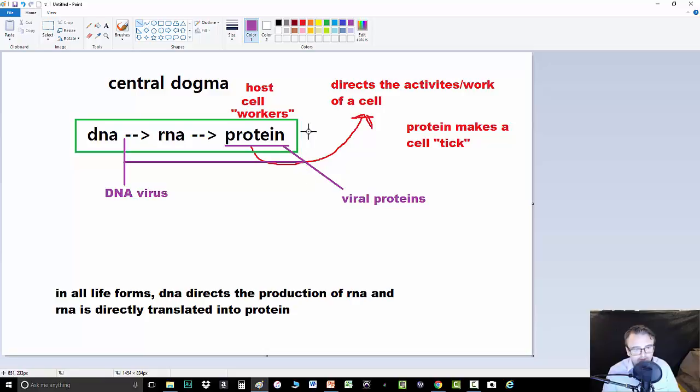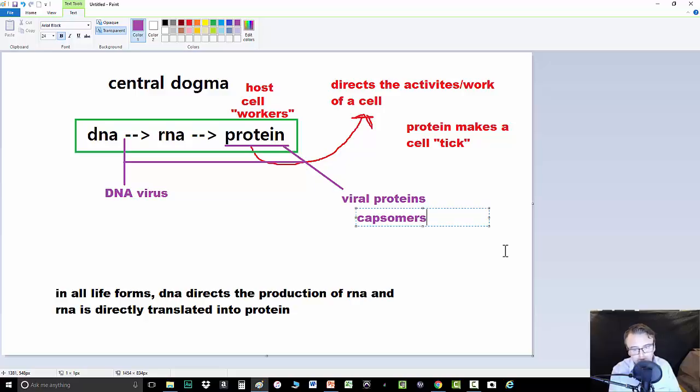Think of it as like taking over a factory that makes, insert any example here, widget A, whatever that is. And instead of making widget A, the factory is hijacked and now makes widget B. Okay, so it uses the same machinery, but redirects the products to make something different. And in this case, it's making viral proteins. And ultimately, these viral proteins are going to consist of capsomers. They're also going to consist of building blocks for DNA and RNA. So they're going to be used to make viral DNA and RNA.